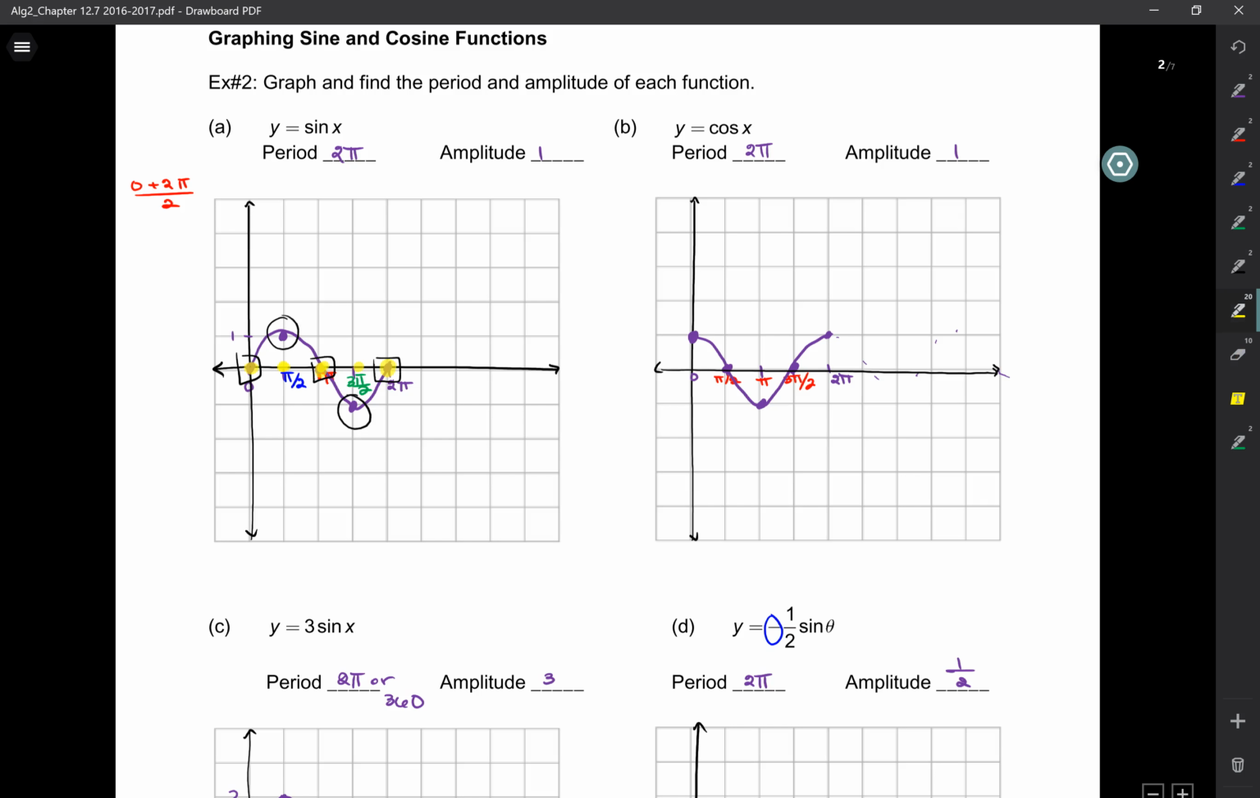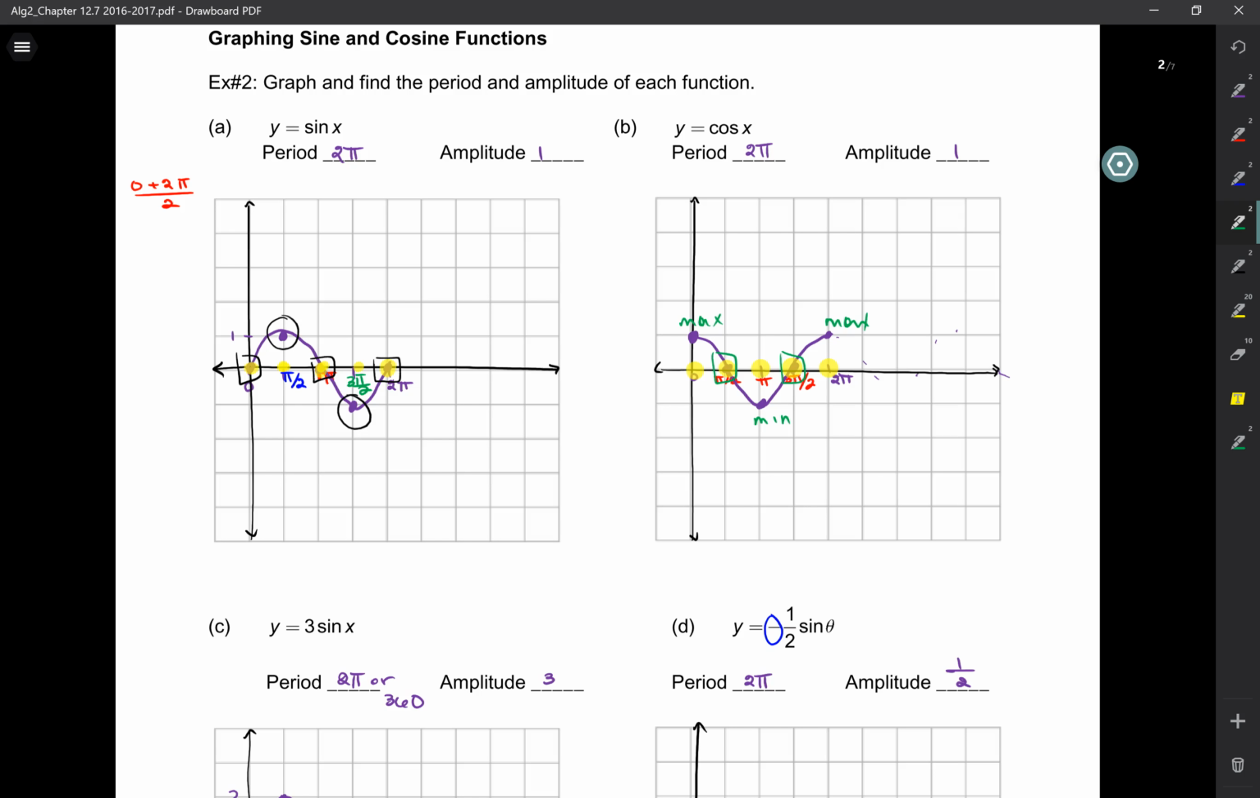For the cosine function, again, we've got our 5 points. At how many of those 5 points is the cosine function equal to 0? 2. It's 0 at 2 points, and then there is a minimum, a maximum, and a maximum. So I call those the 5 critical points because at those 5 points, one of 3 things happens. The function is either 0, a minimum, or a maximum.